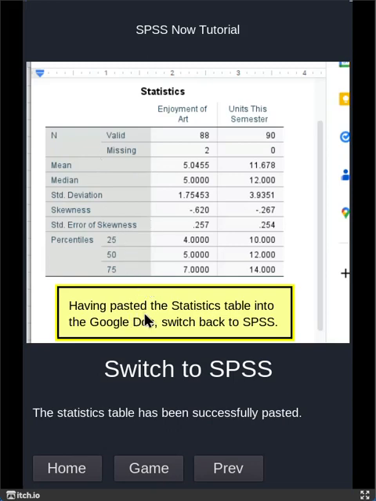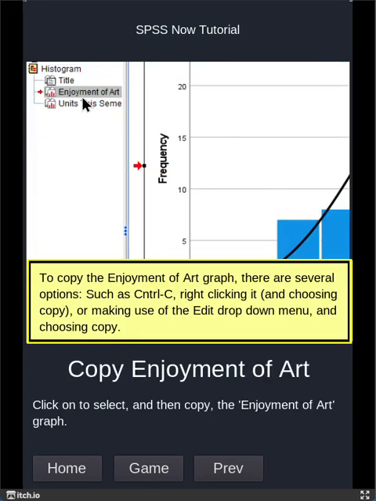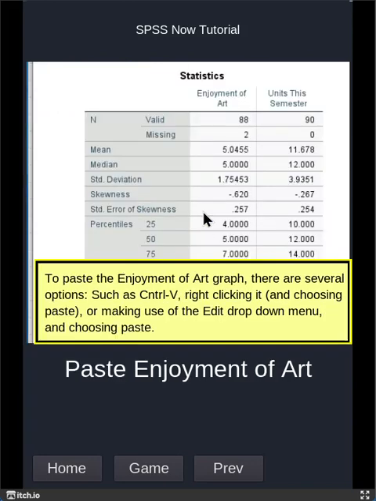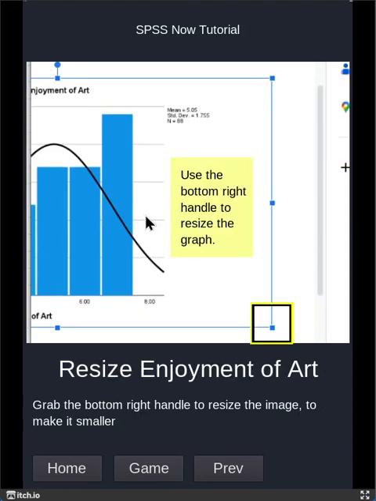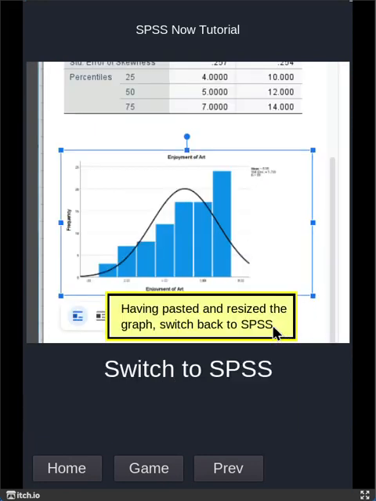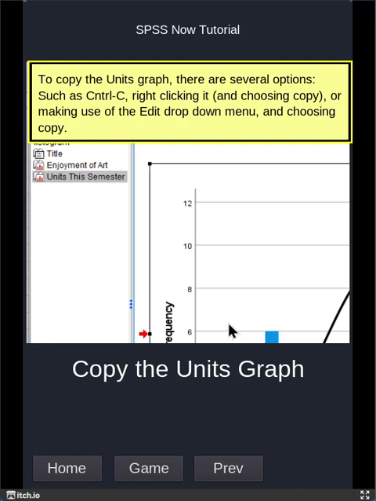And now we'll go back to SPSS, and we'll grab our two graphs. So enjoyment of art histogram, we'll go ahead and copy it, and then in the Google Doc, we'll paste it. And when we paste it in, it's going to be rather large, so we'll select the graph, and then we'll resize it by grabbing that bottom right handle and dragging it inward. Good, it's looking great. We'll switch back to SPSS.